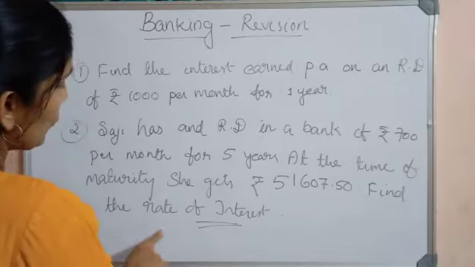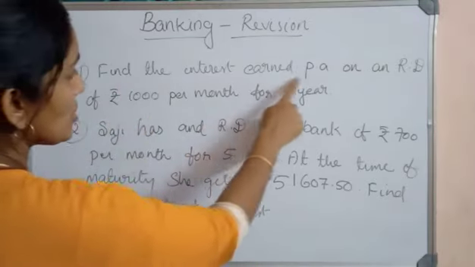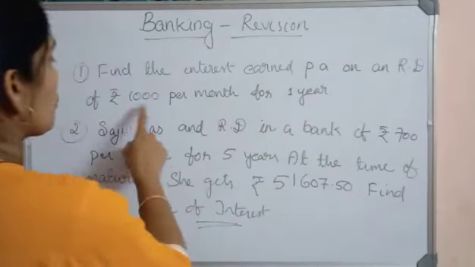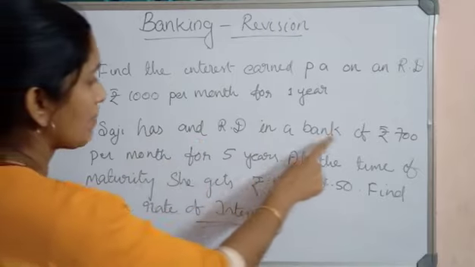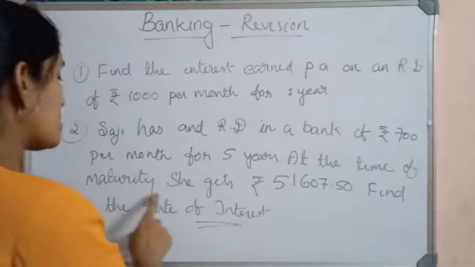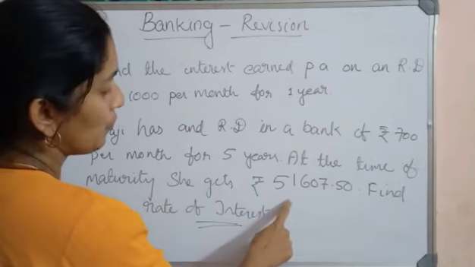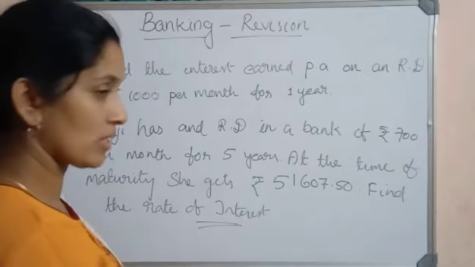Now these questions are for you. You can solve them and let me know the answer. The first question is to find the interest earned per annum on an RD of ₹1000 per month for 1 year. The second one is Saji has an RD in a bank of ₹700 per month for 5 years. At the time of maturity, she gets ₹51,607.50. Find the rate of interest.